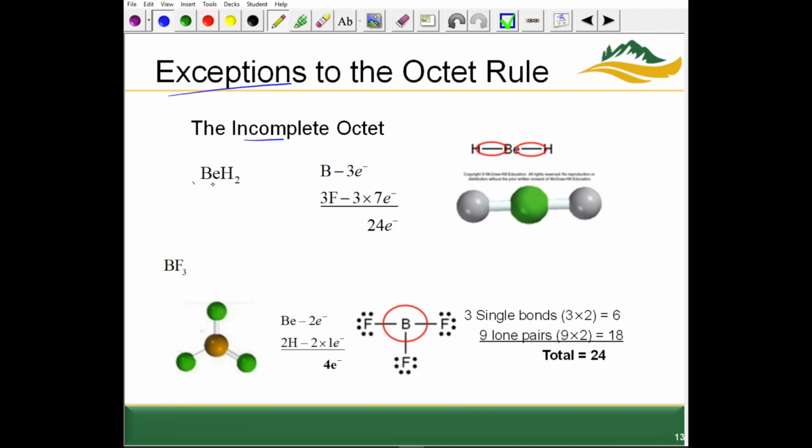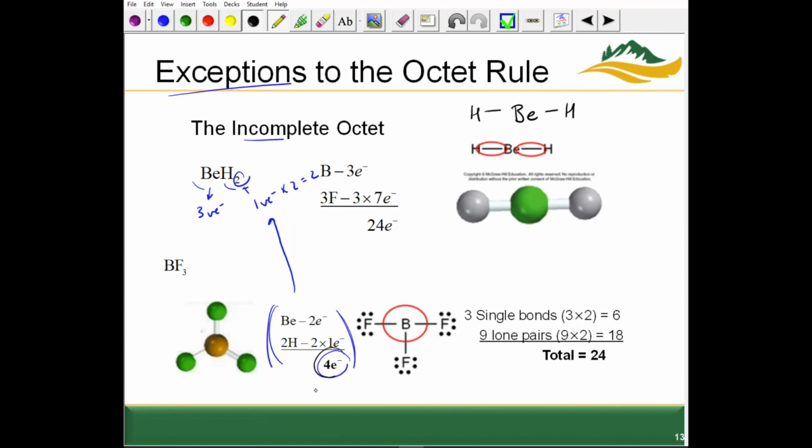For example, for beryllium and hydrogen, beryllium has 3 valence electrons. Hydrogen has 1 valence electron times 2 hydrogens, that's 2. So this text here describes BeH2. With only 4 valence electrons, we can start to draw the skeleton for this compound. We'll put the beryllium atom in the middle because hydrogens will not be in the middle. So we only have 4 valence electrons to work with.